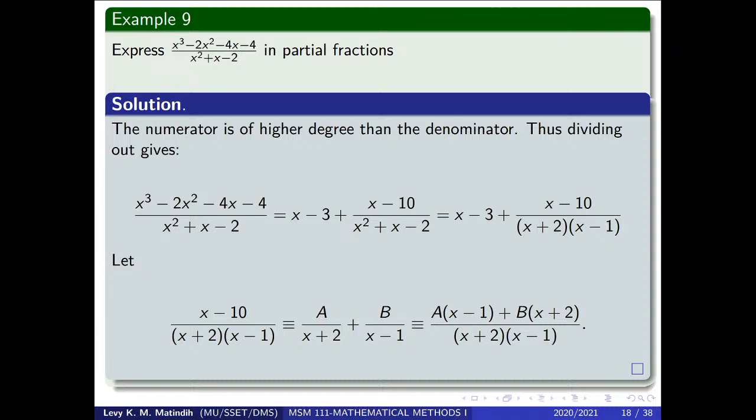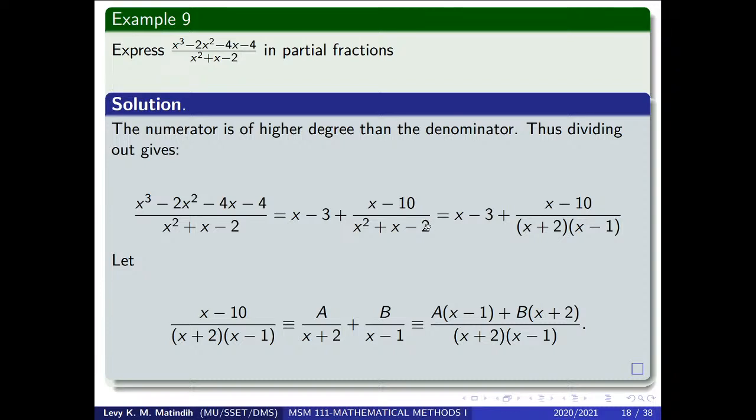When you reach this stage, if you look at this remainder divided by the divisor, here the numerator is of degree 1, the denominator is of degree 2. So the degree of the numerator is less than the degree of the denominator. So the only piece that we need to convert into partial fractions is this piece here. So you need to convert x minus 10 over x squared plus x minus 2 into partial fractions.